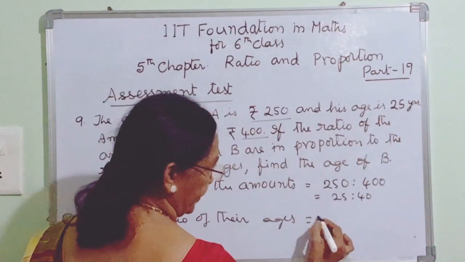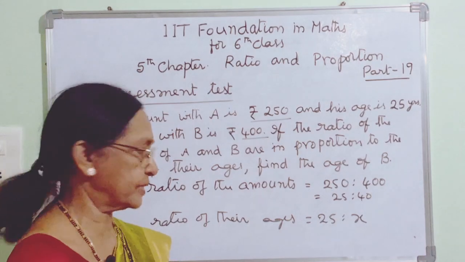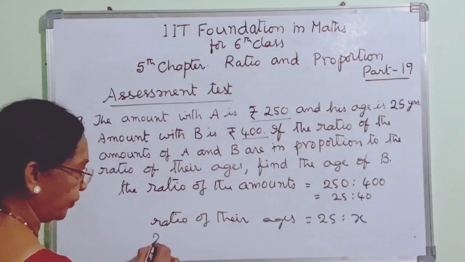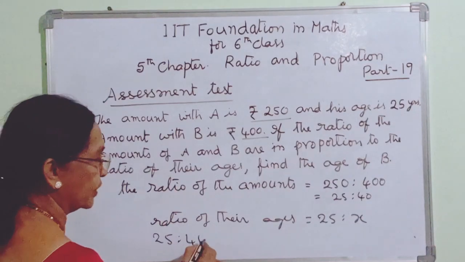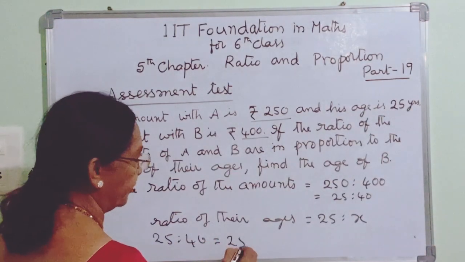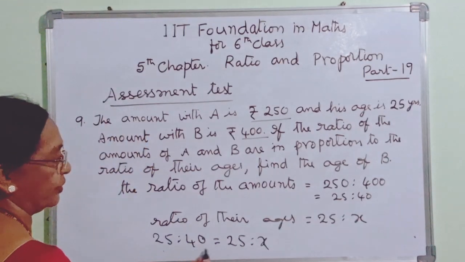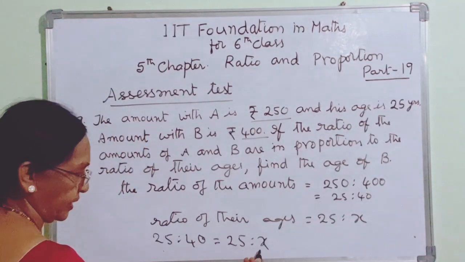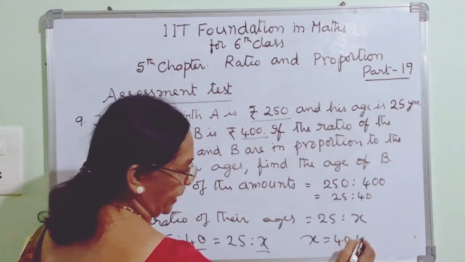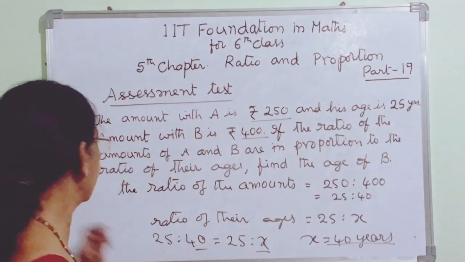Age of A is 25 years and let the age of B be x. So these two are in proportion. 25 is to 40 is equal to 25 is to x. Therefore, just by looking we can say 25 is to 40 is equal to 25 is to x. Therefore x is equal to 40. That means B's age is 40 years. Age of B is equal to 40 years.